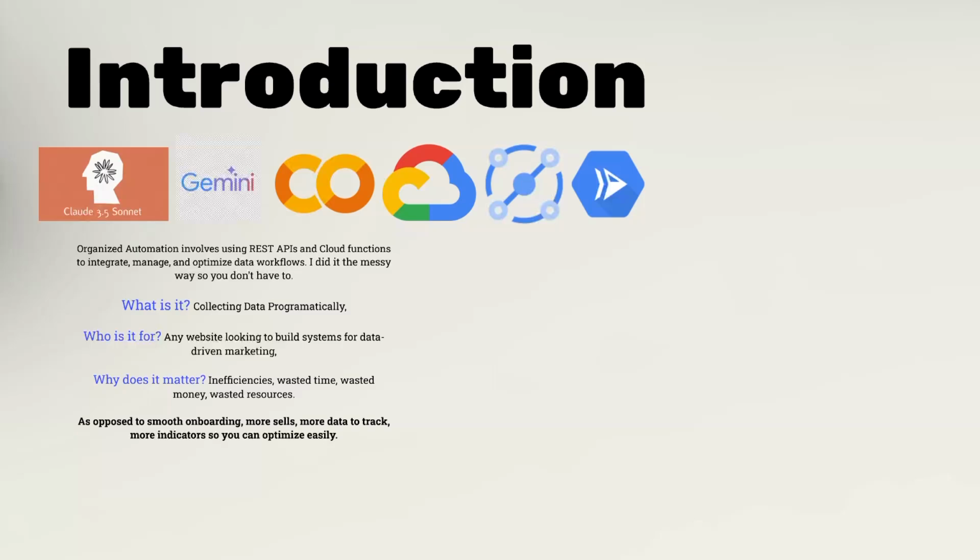Who's it for? Any website looking to build systems and data-driven marketing. Why does it matter? Inefficiencies, wasted time, wasted money, wasted resources, bad ad performance, et cetera, et cetera. All the things that happen when you don't have data flowing through the organization correctly. And the benefit: smooth onboarding, more sales, more data to track, more indicators so you can optimize. This is marketing with data from the beginning onward to create data-driven systems.